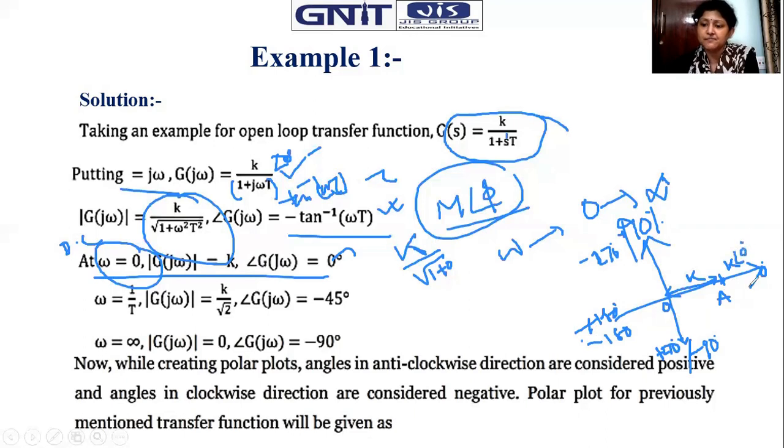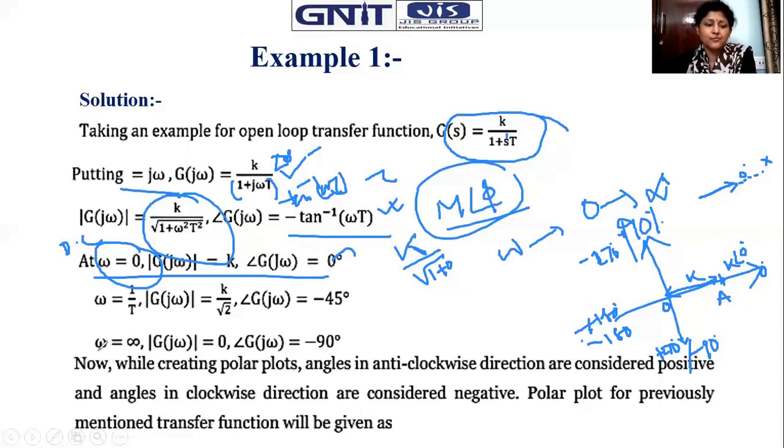That means what is the representation? K is the vector length, and what is the angle? Angle is 0 degree with respect to the positive x-axis. So our vector is now lying along the positive x-axis, the positive real axis. So what is the angle between the real axis and the vector? That is 0 degree representing over here. Okay, so it is K at 0 degree.